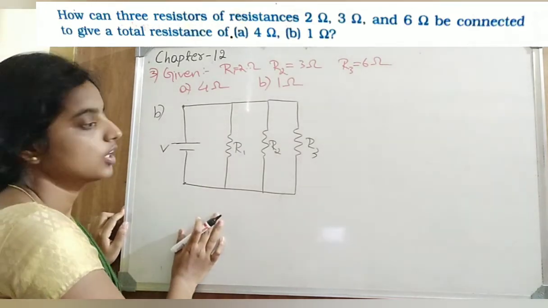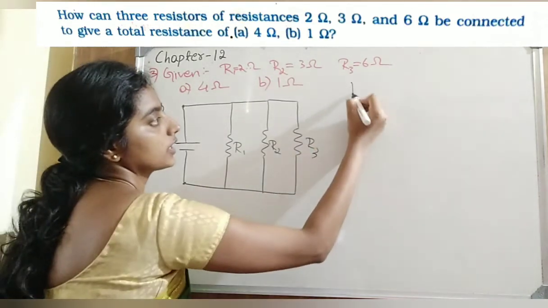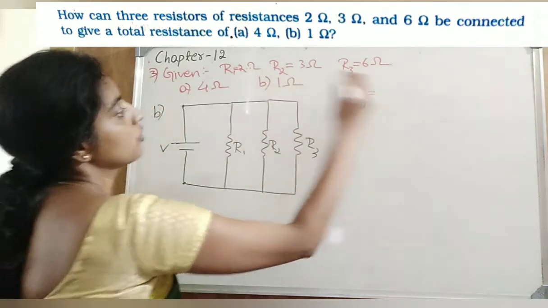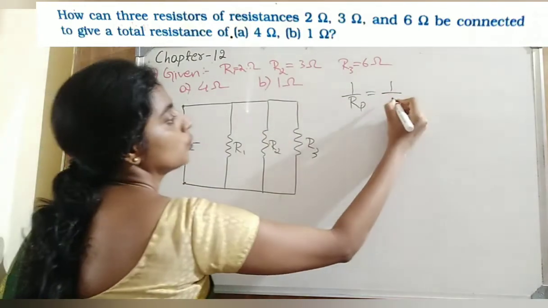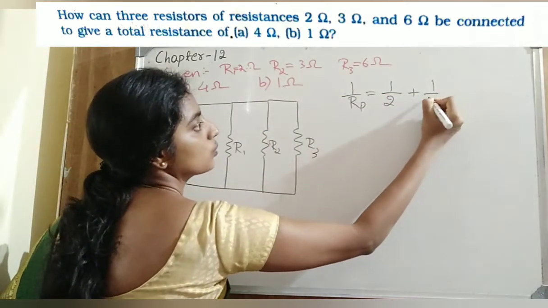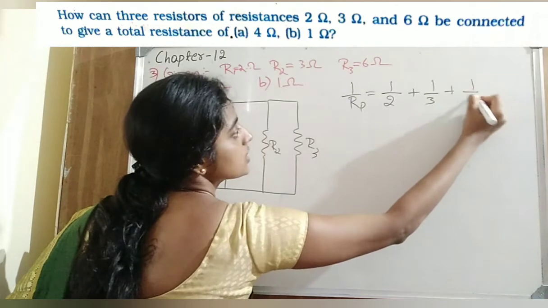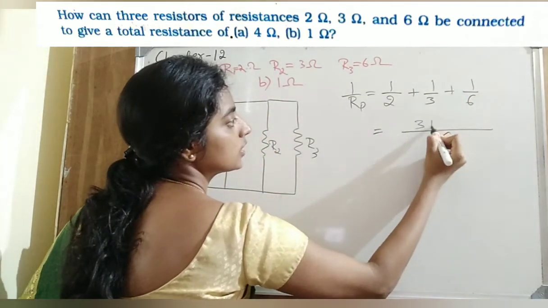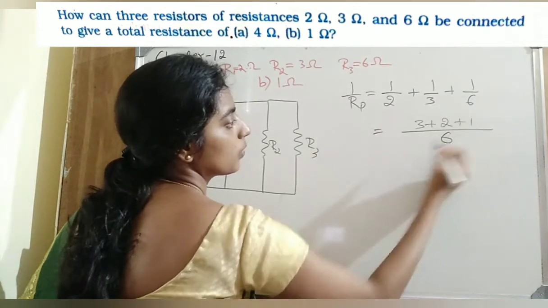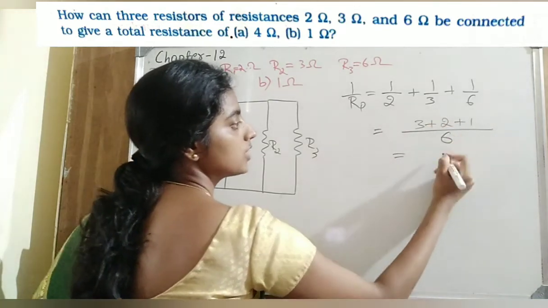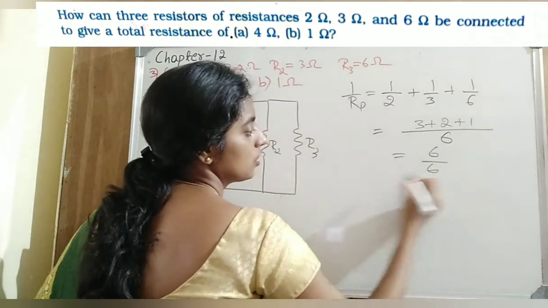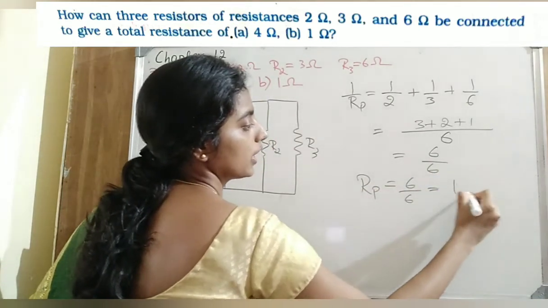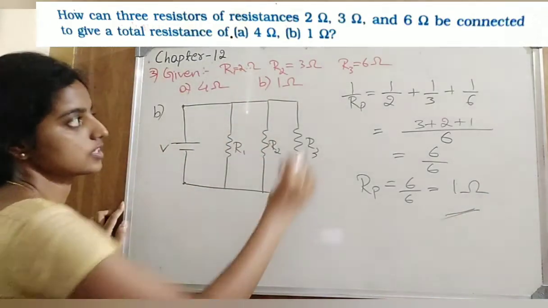Now what is our formula to calculate parallel? That is 1 by Rp is equal to 1 by R1, which is 1 by 2, plus 1 by R2, which is 1 by 3, plus 1 by 6. So with 6 as the common denominator, 3 plus 2 plus 1, here we'll get 6 by 6. So Rp is again the reciprocal of this. We'll get 1 ohm as the answer.